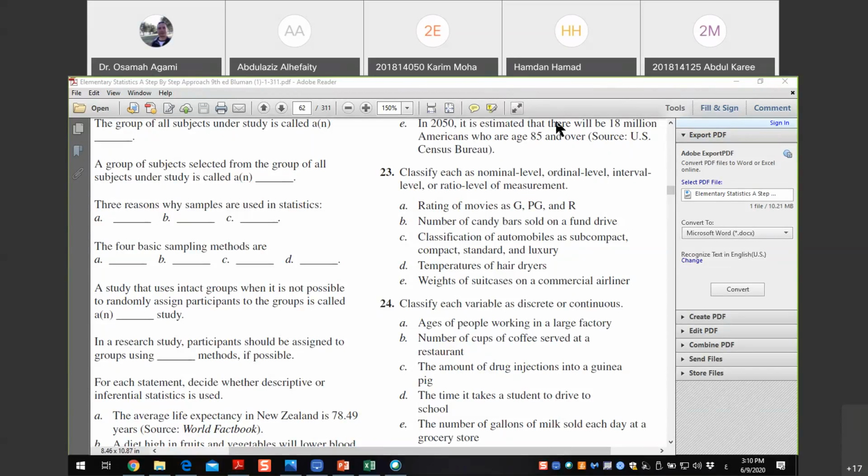Okay. So the number of candy is a ratio. C, classification of automobiles as sub, compact, standard, and luxury.